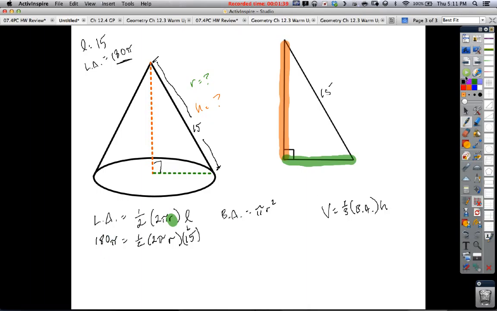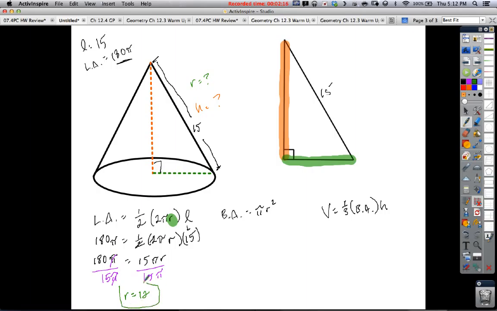Now, from here, it's a bit of arithmetic, but we've got 180 pi. The 2's will cancel here, and so then I'm left with 15 pi times the radius. I can go ahead and divide by 15 pi on both sides. Okay, 15 goes into that, what's 6 times, 12 times? Hopefully that's right. So we've got that r is equal to 12 for this particular problem.